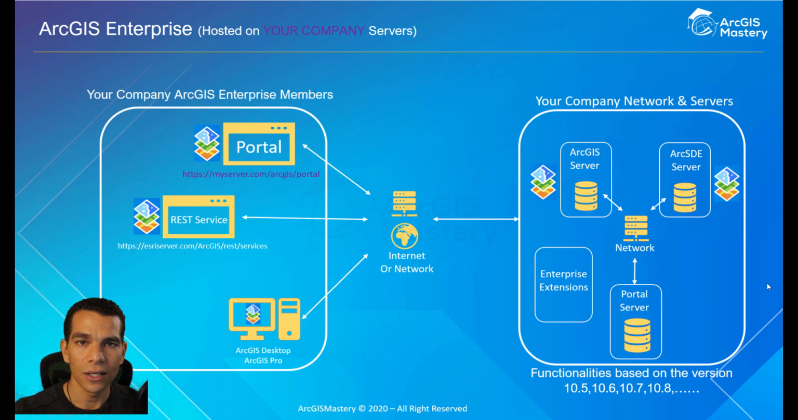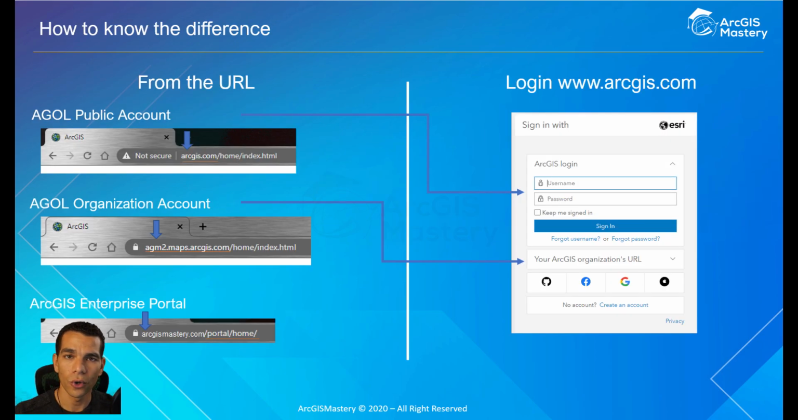So the last thing you need to know is how can you know the difference? As you see right here, the first thing you need to look at is the URL. If you have an ArcGIS public account, you will see that the URL started with arcgis.com and then /home/index. That means that this is ArcGIS Online Public Account. If you have an organization account, you will see that the URL have your organization name .maps.arcgis.com. So when you see a URL like this, you know that this is ArcGIS Online Organization Account.